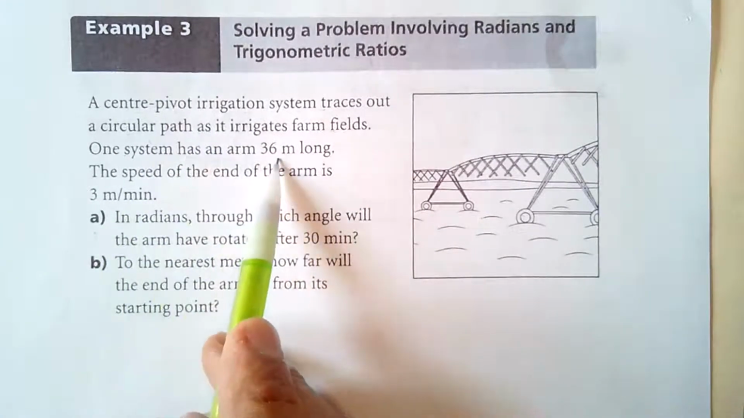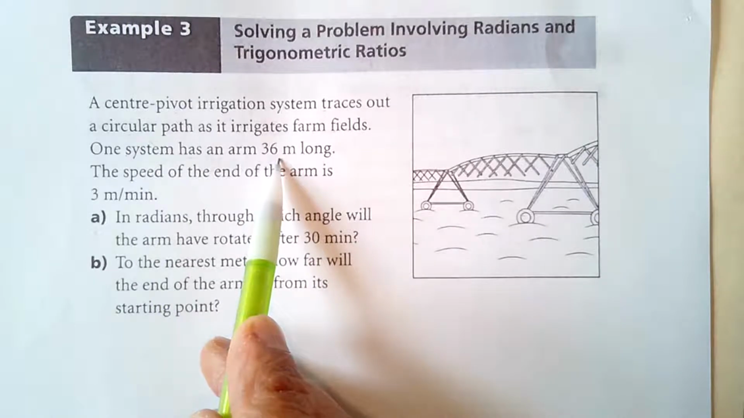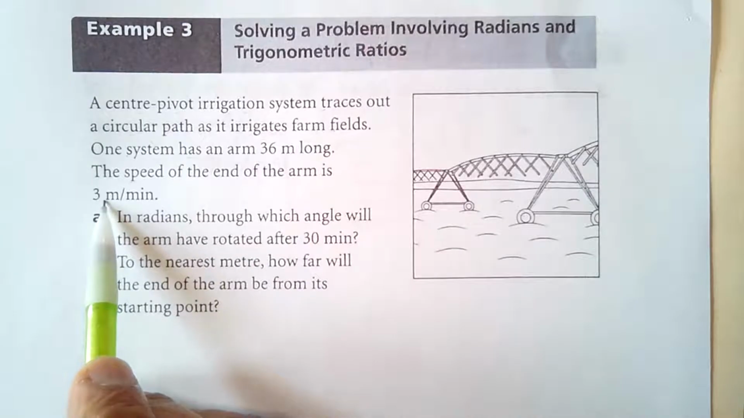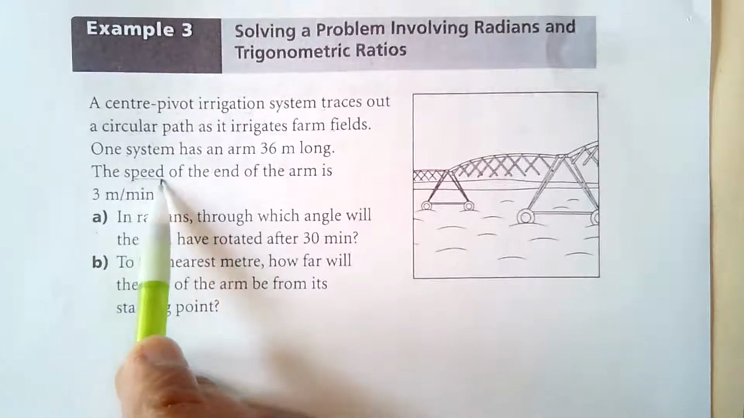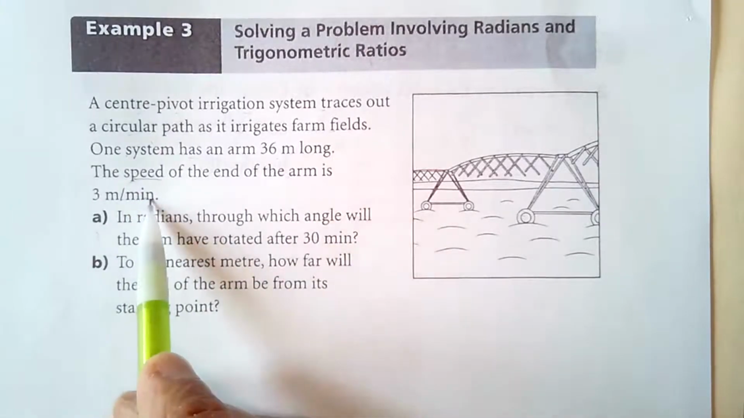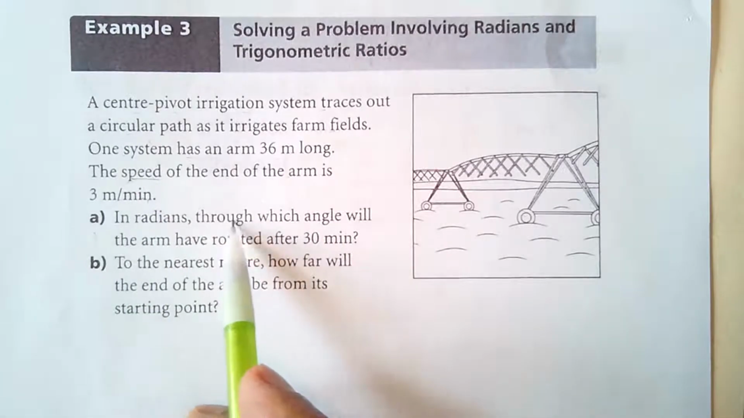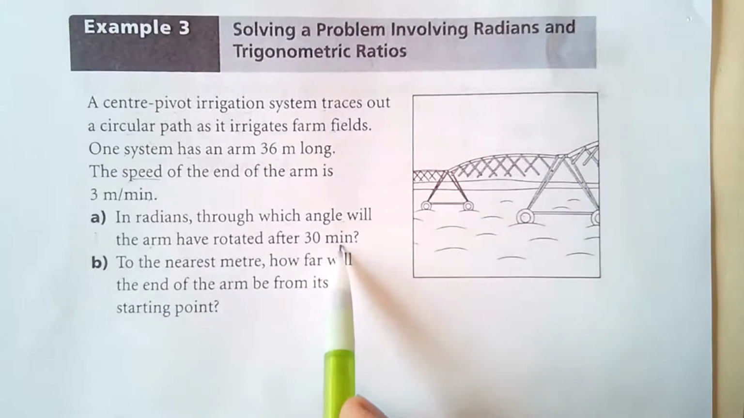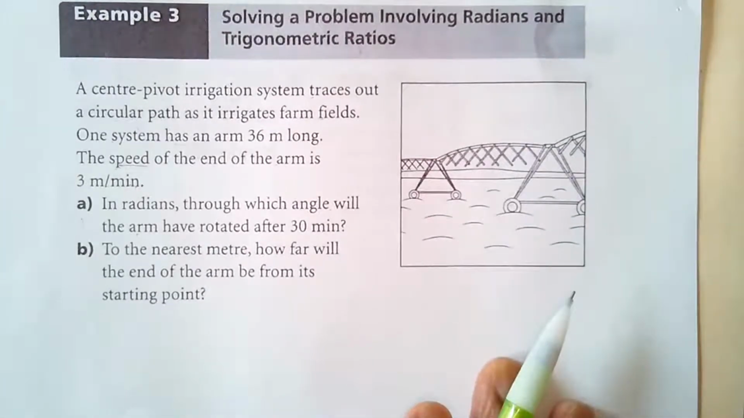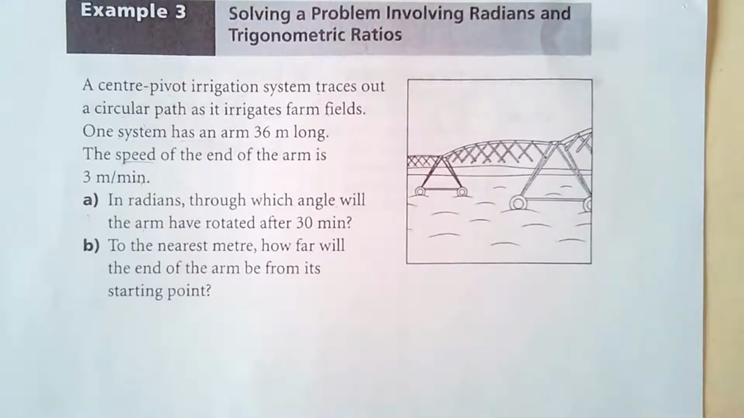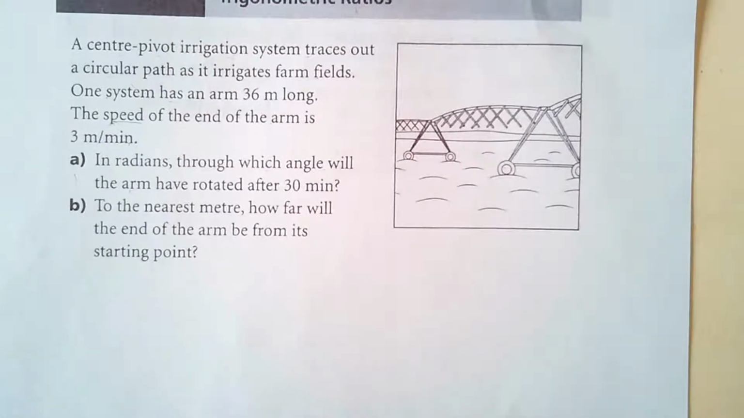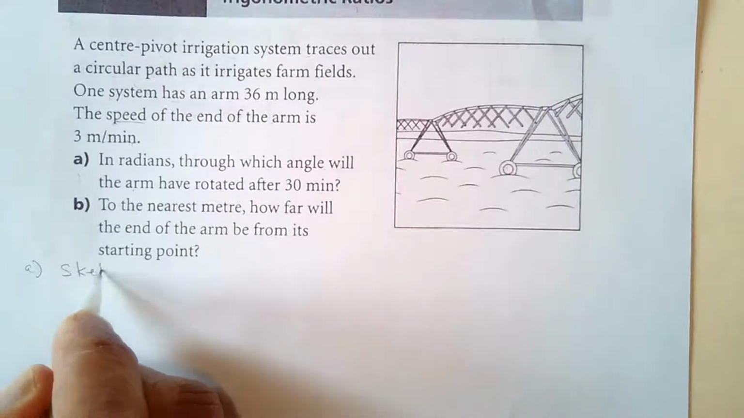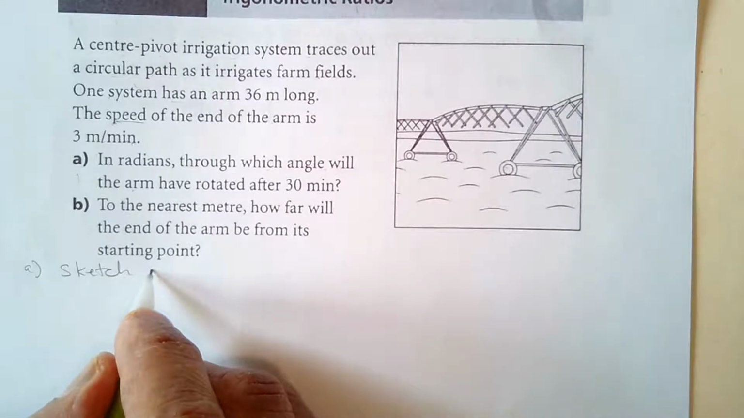One system has an arm 36 meters long. The speed of the arm is 3 meters per minute. In radians, through which angle will the arm have rotated after 30 minutes? So let's do a sketch of this problem. Let's go with just doing A. So sketch a diagram.